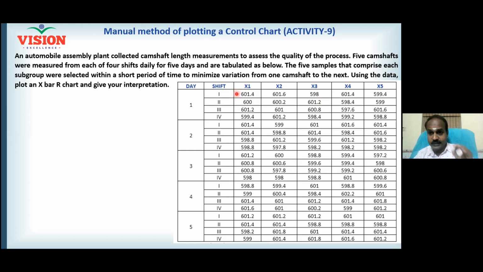So that is why every shift we have a certain frequency with which we collect the sample. So now in a day, 4 shifts, and 1 sample or 1 subgroup of 5 samples is selected every single shift. That means in a day, 20 samples are collected. Likewise, continuously I do it for 5 days. So totally I have 100 samples.